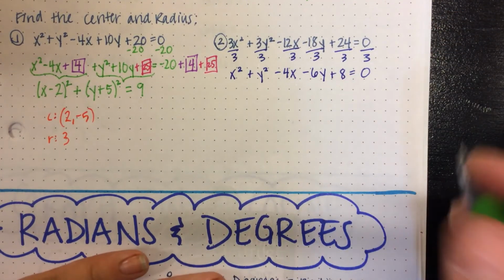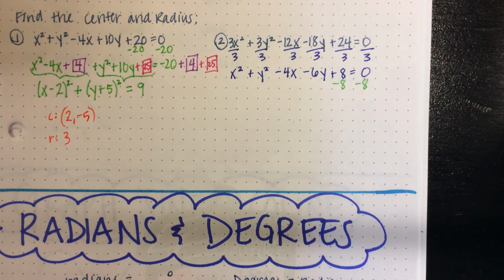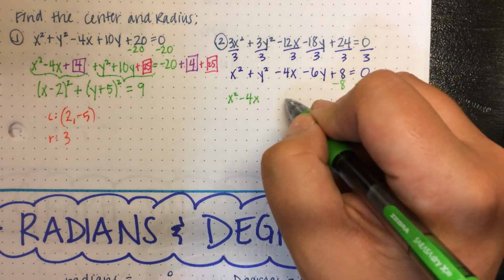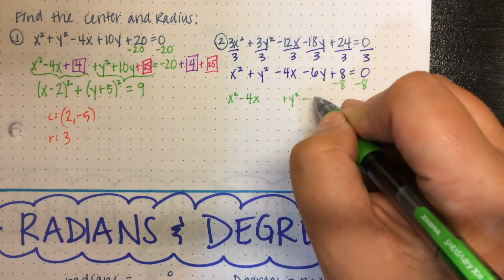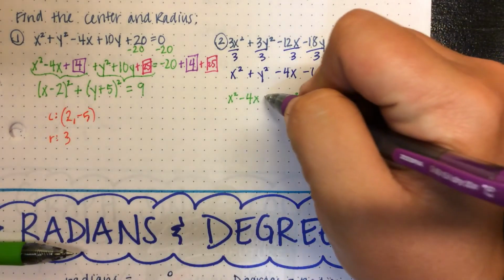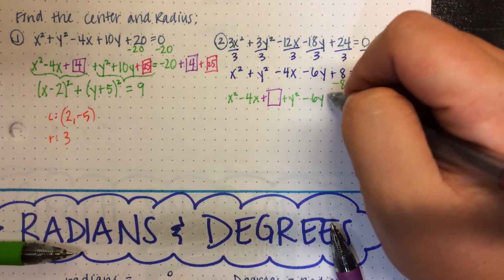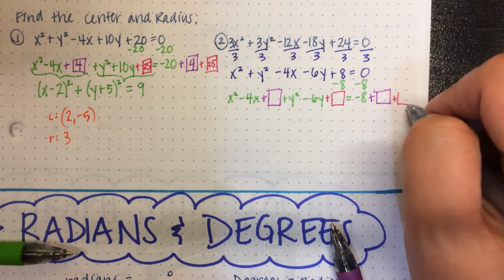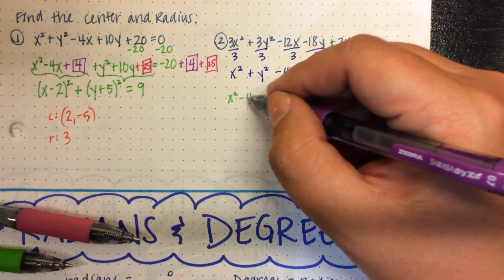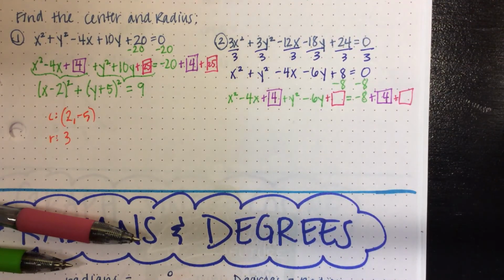And now we can complete the square for both x and y. So I'm going to start by subtracting the 8 and getting my x's and y's together. So we're going to have x squared minus 4x and then plus y squared minus 6y equals a negative 8. Make sure you leave room for boxes. And whatever I do to one side, I got to do to the other. All right, now this x is the same setup we had over for our first example. So half of negative 4 is negative 2. Squared is 4. So I'm going to put a 4 on both sides.